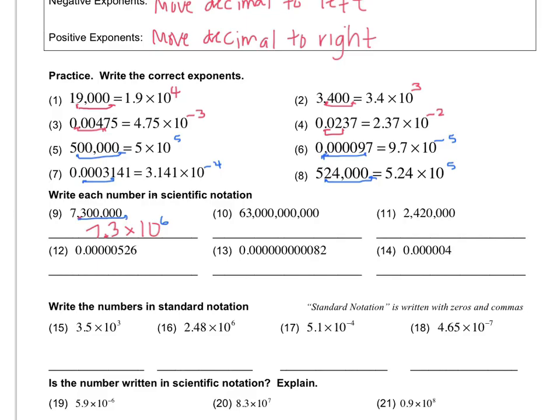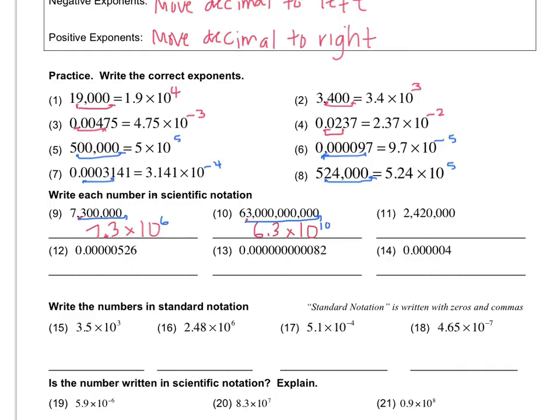Where would you put the decimal point in number 10? There's only one spot, and that's between the 6 and the 3. So that would be 6.3 times 10. Now I have to figure out what the exponent is. In order to move, it's going to move 10 spots, so the exponent is 10. If you want to pause the video and try 11 through 14 on your own, go for it.